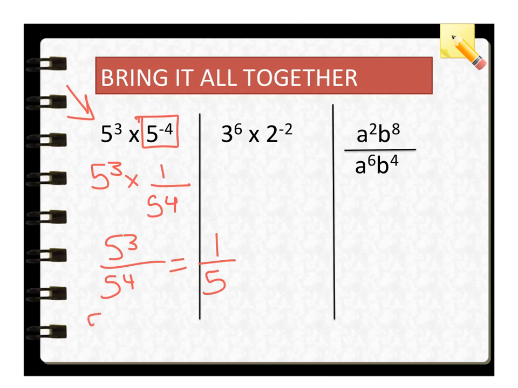Another way, you could just write it out: 5 times 5 times 5 over 5 times 5 times 5 times 5. Cross out some 5s, and you know you're left with 1 over 5. Same answer, 2 different ways. Please pause the video, write this example down, and then do the next 2 on your own, and hit play when you're done. Ready, pause.